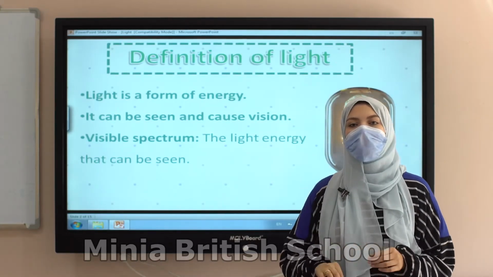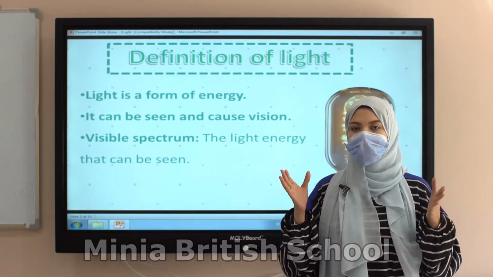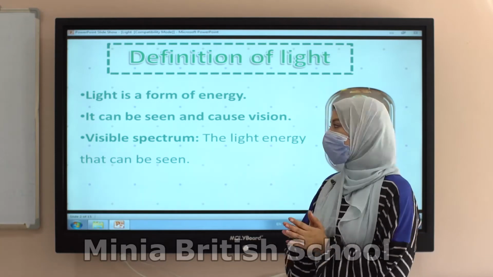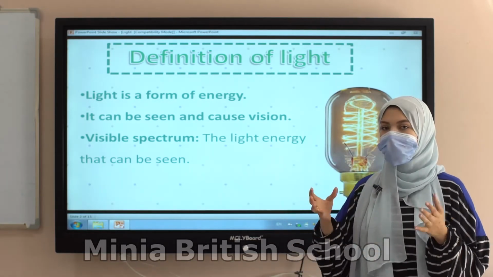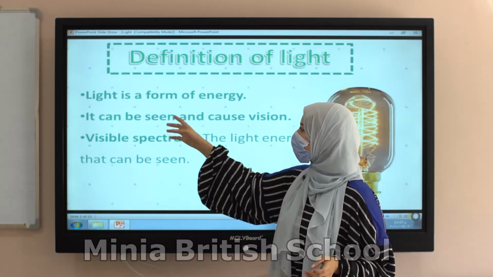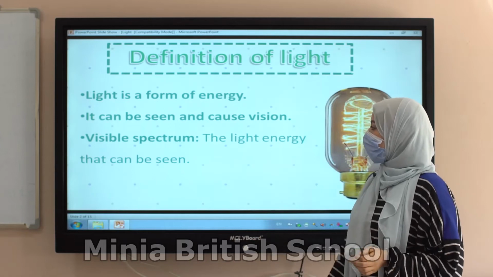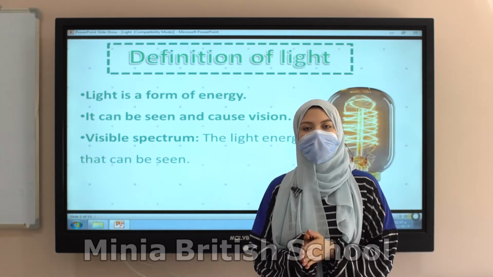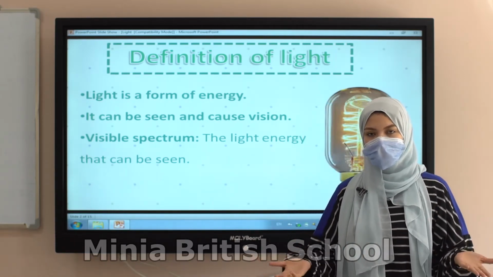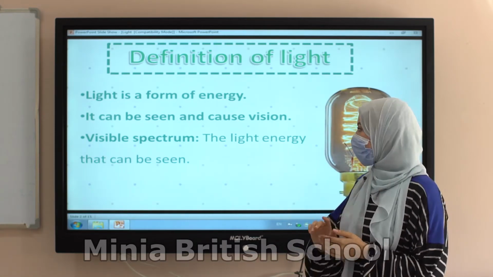In grade 4, you know that energy is the ability to do work. It's the title of our unit today. So energy is the ability to do work, and light is considered a form of energy, okay? There are visible light and invisible light. Light we can see and light we can't see.